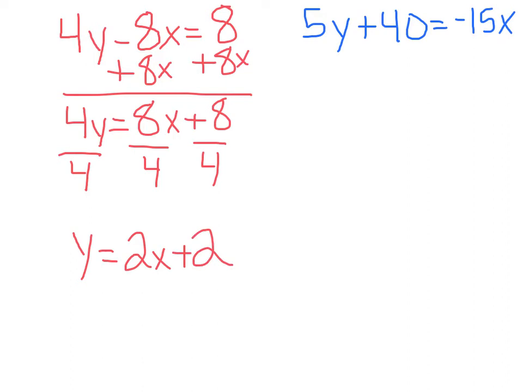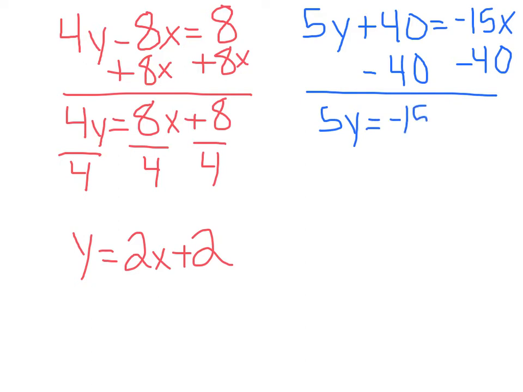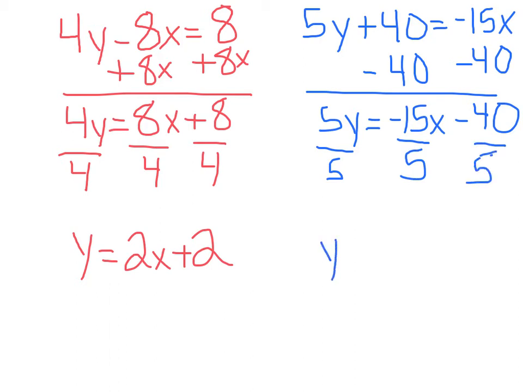To get y alone for my blue equation, I would start by subtracting 40 from both sides, and I would have 5y equals negative 15x minus 40. I would divide both sides by 5, and I would get y equals negative 3x minus 8. Now that I have both equations in y equals mx plus b form, I can graph them.